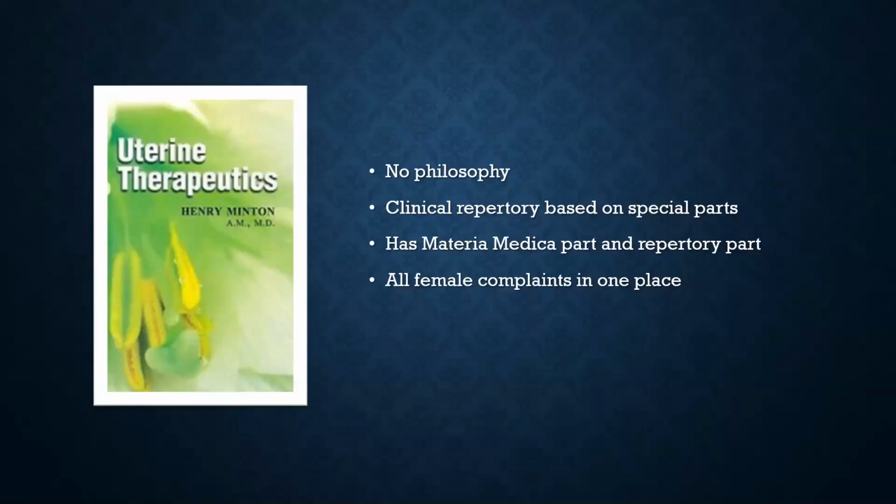Clinical repertory, it's a clinical repertory based on special parts. Now it is divided into two. We have a Materia Medica part and a repertory part. And both Materia Medica and the repertory part, again, it is divided. You can get symptoms accordingly. That is, first menstruation, one chapter will be there. Then before menstruation, during menstruation, after menstruation, then one chapter for amenorrhea, another chapter for metrorrhagia, lochia, leukorrhea, concomitance, aggravation, and amelioration. These are the entire things which you can find in Minton's repertory. It is one of the best repertories for female complaints.